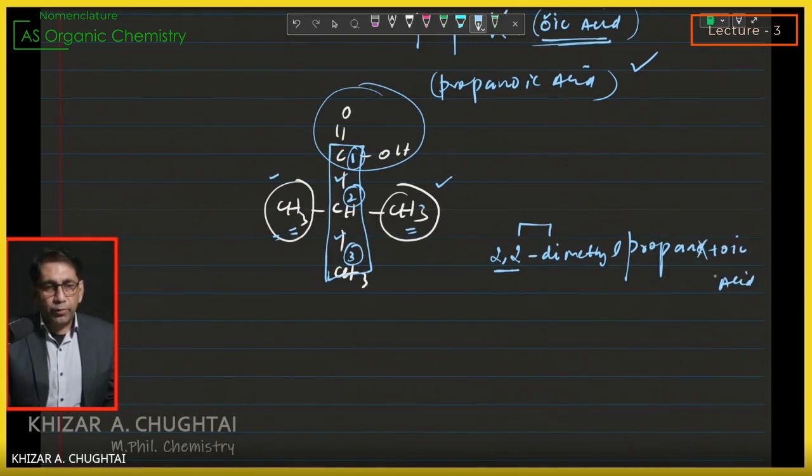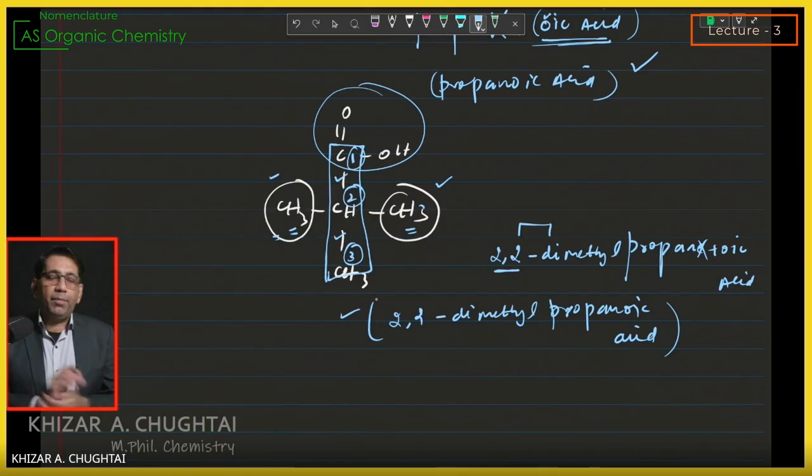So I'm going to remove this E. And finally, the name is 2,2-dimethylpropanoic acid. Propanoic acid. This is the final name of the compound.